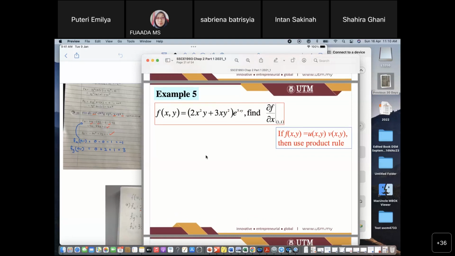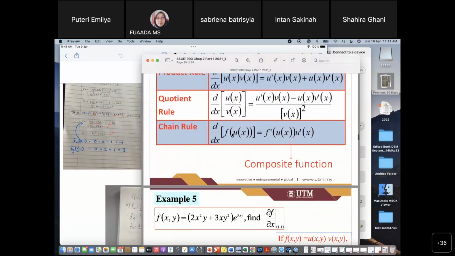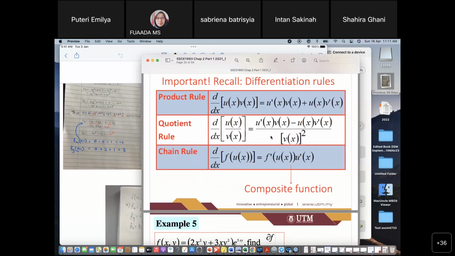Just a product rule, same as before. No major difference, but the only difference now is you have to deal with y, because you want to differentiate with respect to x, so y you have to assume constant. But the product rule formula is exactly the same as shown here. Product rule.